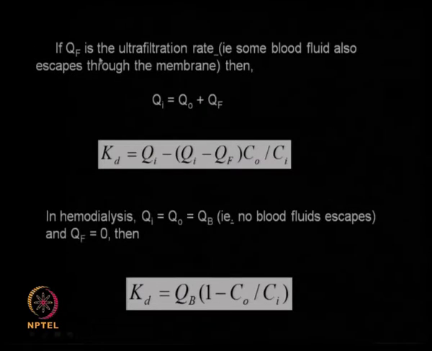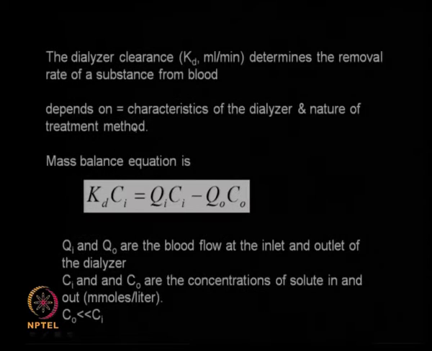If Qf is the ultrafiltration rate, that is, some blood flow also happens, which means blood escapes through the membrane and reaches your dialysate, then Qi, the amount of blood coming in, will be equal to Q naught plus Qf. You do not want blood escaping into the dialysate, right, but it can happen in some situations, so do not forget that it can happen. Generally we can substitute all these and we get an equation for Kd, that is the clearance. What is Kd?